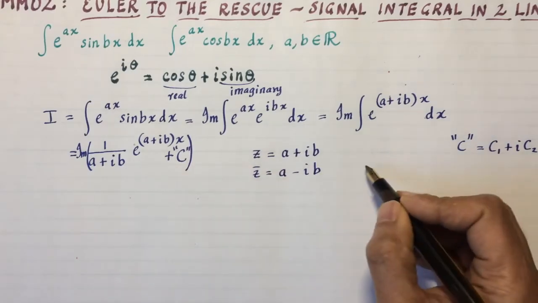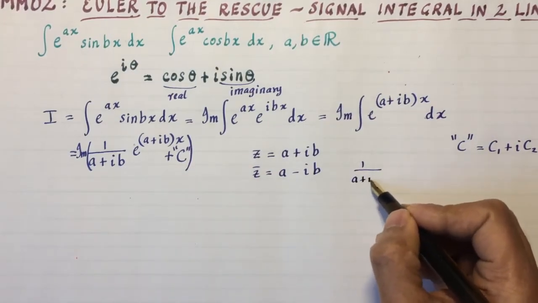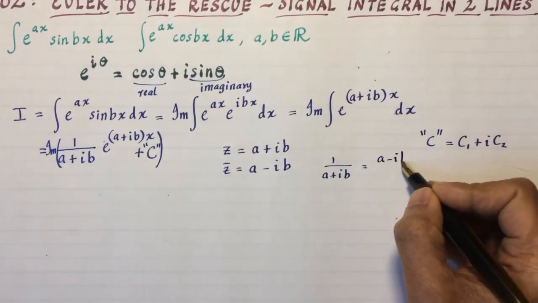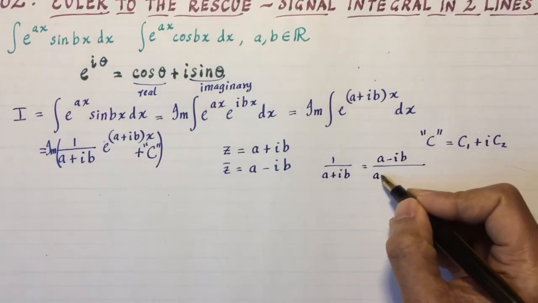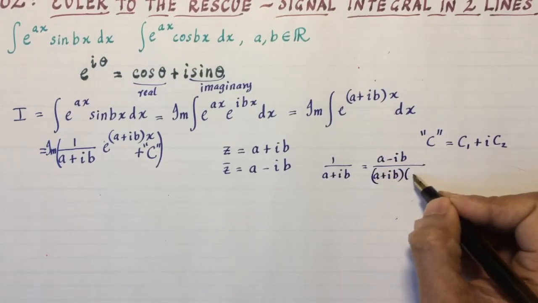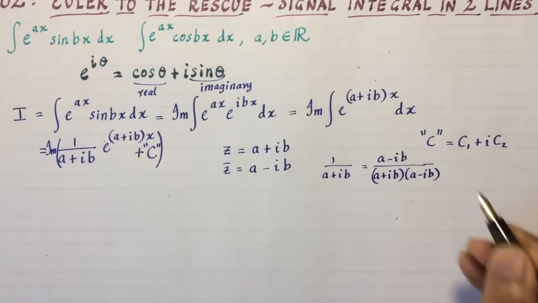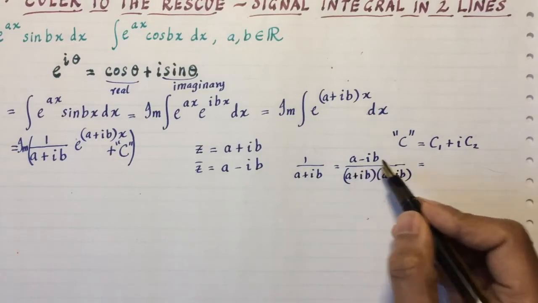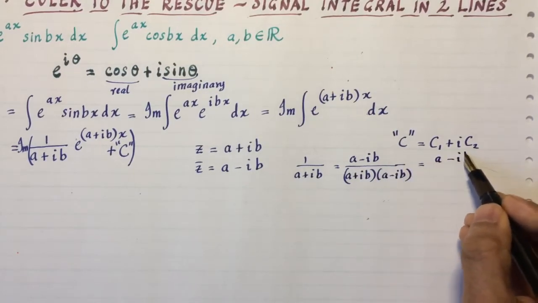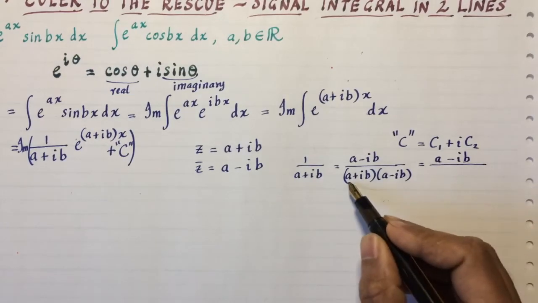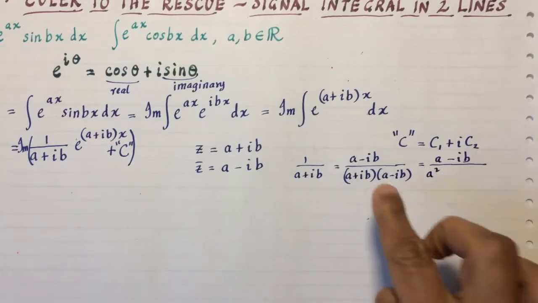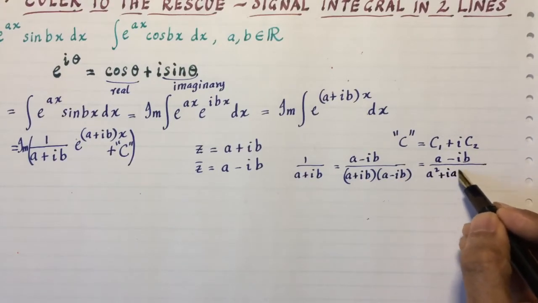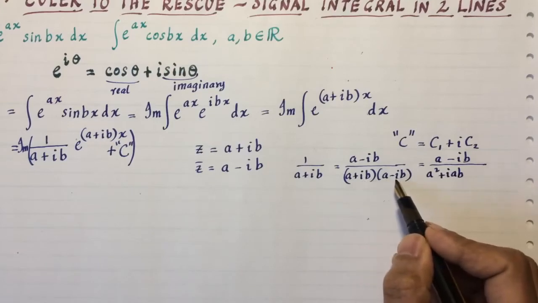So what I'll do is I'll write 1 over a plus ib as a minus ib divided by a plus ib times a minus ib. All I'm doing here is multiplying and dividing by the same thing, so it's nothing illegal. And when I multiply through in the denominator, the numerator stays the same. The denominator, I'm going to get a squared, and then I have plus iab minus iab.